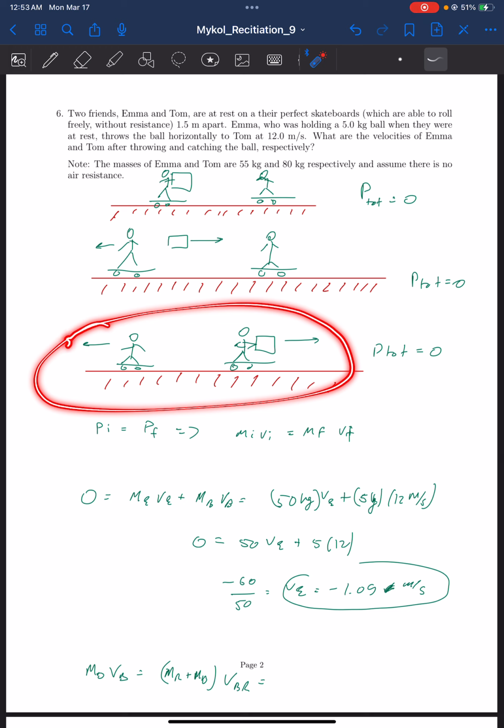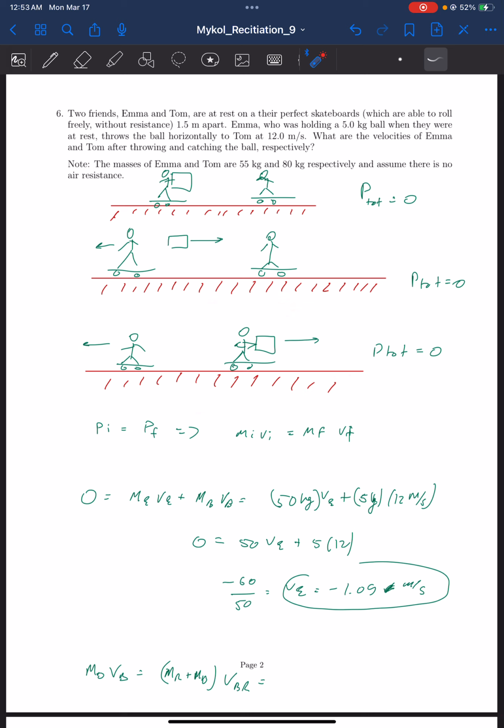And then when Tom catches the ball, Emma is still moving to the left, and then Tom starts moving to the right. And again, in this situation, momentum of the system is conserved because no external force is applying any disturbance to the system, causing something to move. Now, momentum conservation laws state that initial momentum is equal to the final momentum. Using the definition of momentum, momentum initial is mass times velocity initial, and momentum final is mass times velocity final.